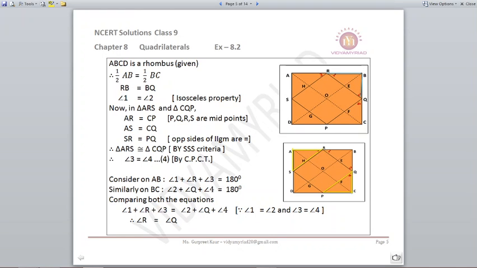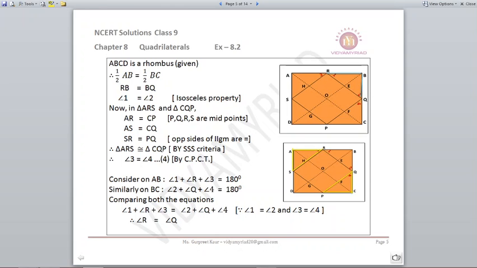Now we are told that ABCD is a rhombus. It's already given to us. So if I consider the lines AB and BC, half of AB and half of BC will be equal. That means RB is equal to BQ, which means angle 1 is equal to angle 2 as per the isosceles property. If the sides are equal, their respective angles are also equal as per the isosceles property.